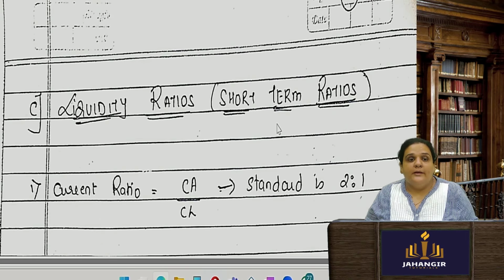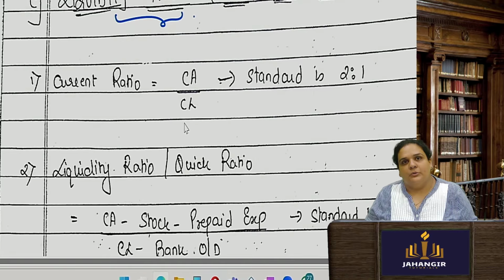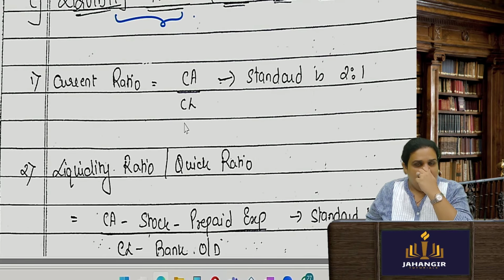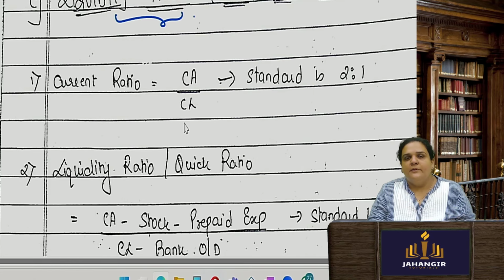Next is your liquidity ratios. Now, in case of liquidity, two important ratios are there. One is current ratio and one is liquid ratio. Current ratio means your current assets. What are your current assets? Those which are convertible within a period of 12 months. They will not stay in the balance sheet for years to come like fixed assets.